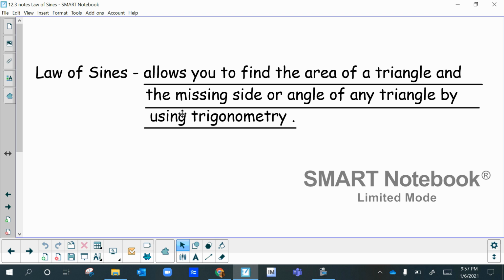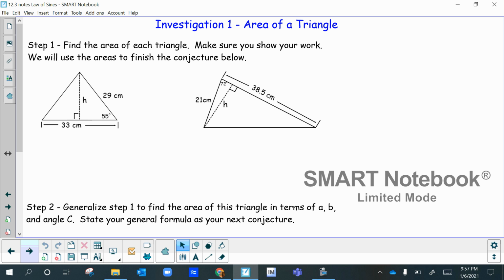The law of sines allows you to find the area of a triangle and allows you to find the missing side or an angle of any type of triangle, okay? Using this trig, mainly the sine function. If you noticed on the last two sections, we only worked with right triangles. Now we're going to work with really any type of triangle.